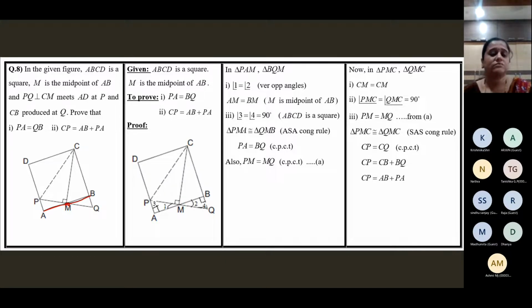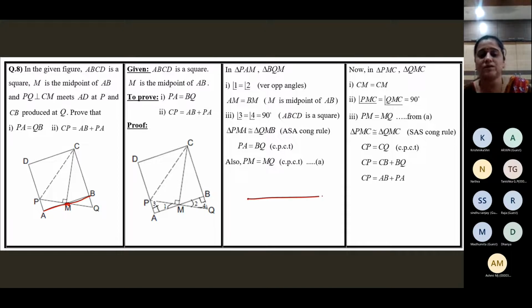Yes, ma'am. Okay, how do you say that? It's not given that M is the midpoint of PQ, right? How can you assume M is the midpoint of PQ when it is not given? M is the midpoint of AB is given, right? Yes, ma'am. Okay, one minute.